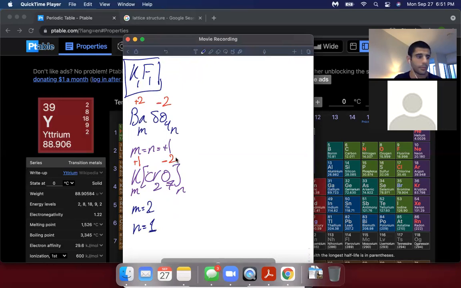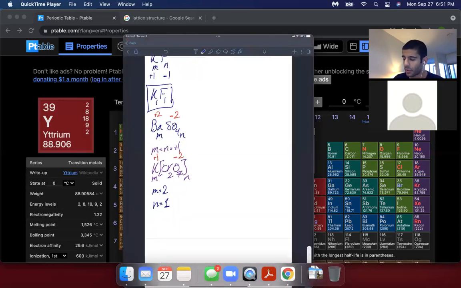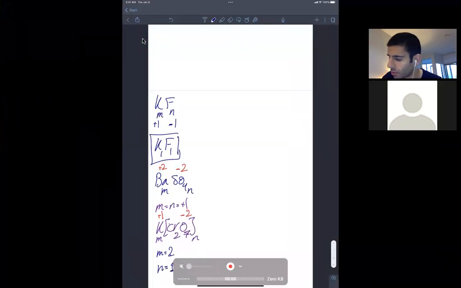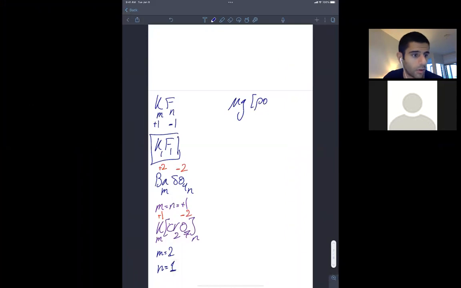So what else? Let's do an interesting one. This is a bit more challenging, but not really. So it's Mg PO4.